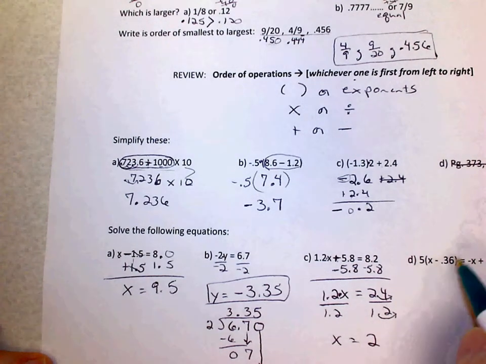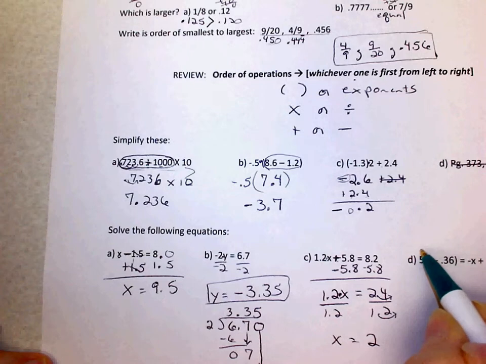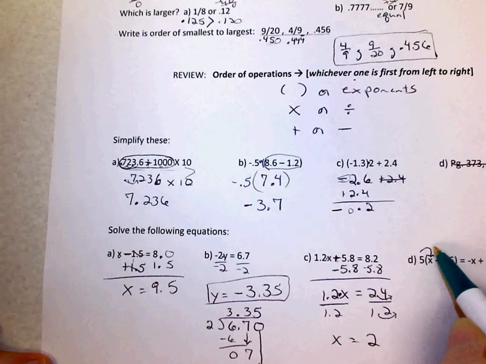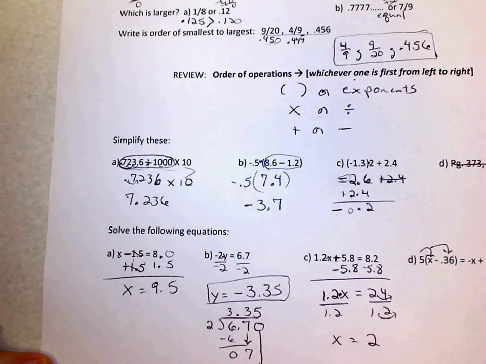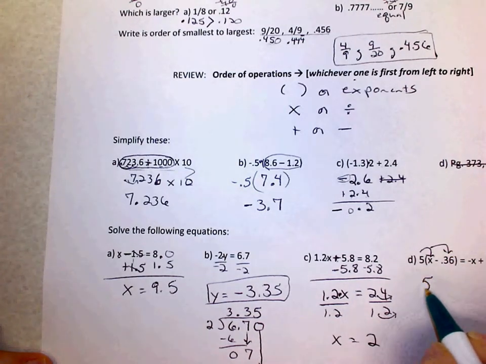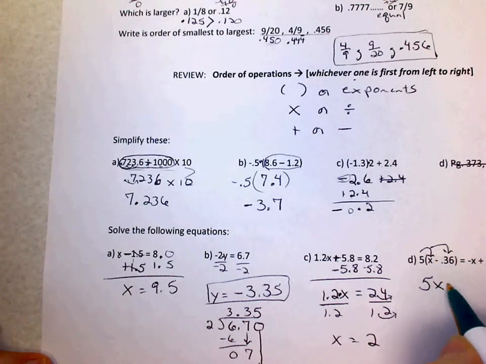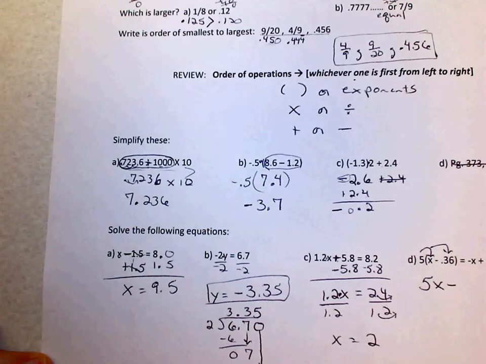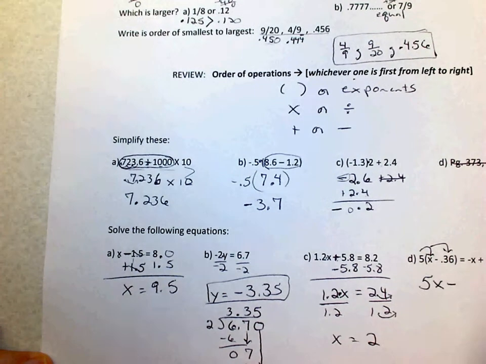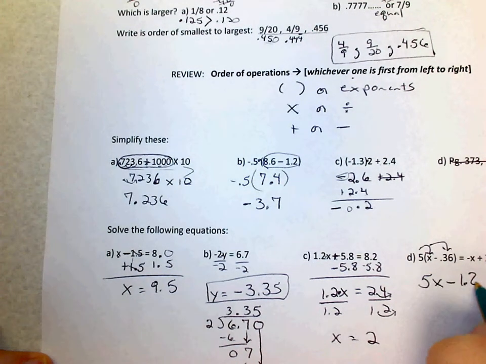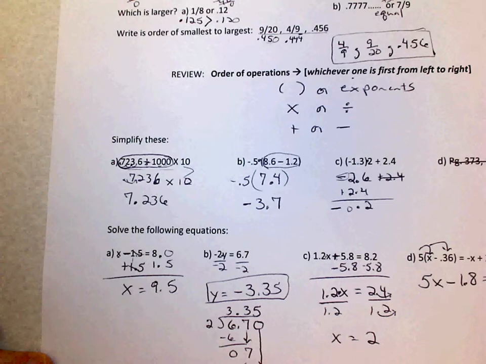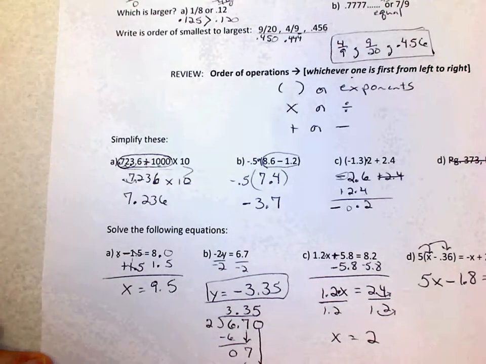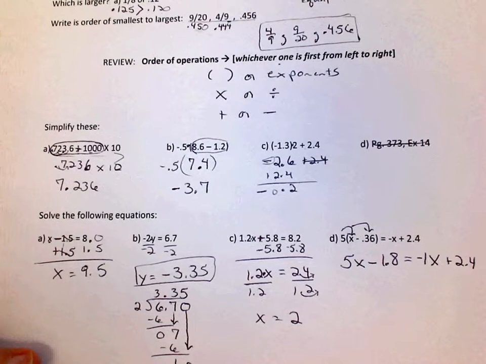Ew. We have a parenthesis and we can't do x minus 0.36, so we have to distribute our 5. So 5 times x is 5x, and then we got a minus. Then 0.36 times 5, and I'm using the calculator, is 1.8, equals negative 1 times x plus 2.4. Ooh, we've got x's on both sides. And you just lost the page. Here we go. Now you can see it.